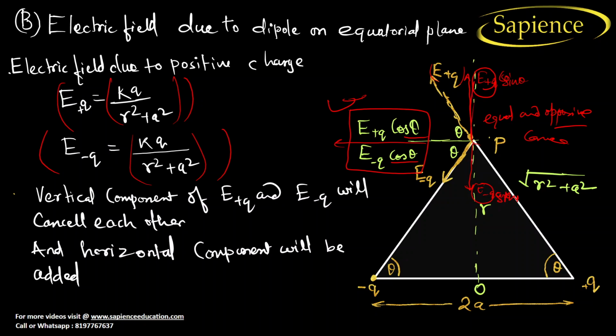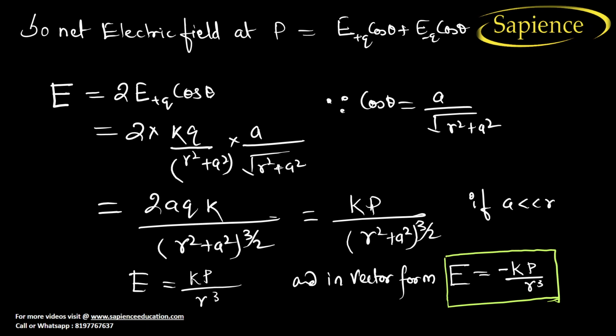This vertical component has been cancelled out, but the horizontal component is not cancelled out, right? So the vertical components of E plus Q and E minus Q cancel each other, and the horizontal components will be added. So the net electric field will be 2 into the horizontal component. The net electric field at P is equal to E plus Q cos theta plus E minus Q cos theta, but both have the same magnitude, so we can double it. So we have done this, right?